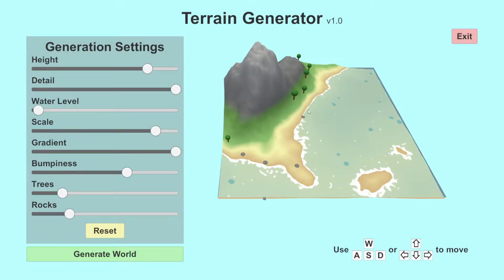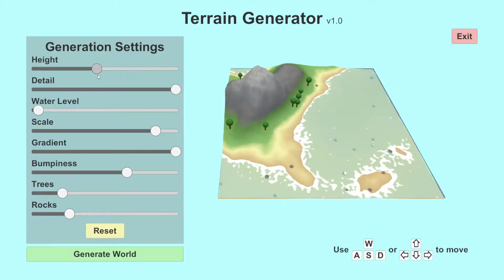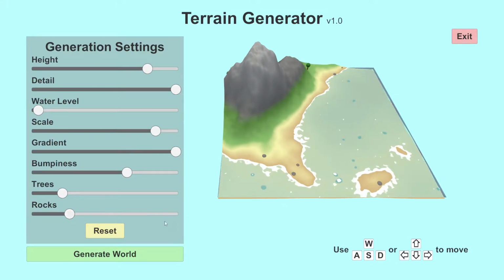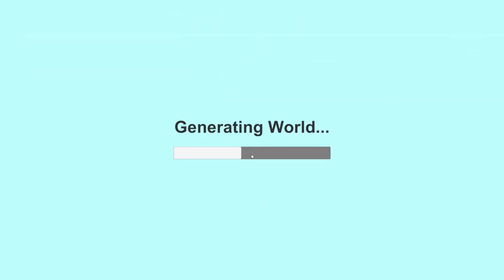When you launch the program, you're brought to the Generation Settings menu. There are a bunch of sliders which affect different generation parameters, and you can see the effects of each slider in real time on this terrain tile here, but we'll cover that in a minute. For now, I'm going to generate a world.